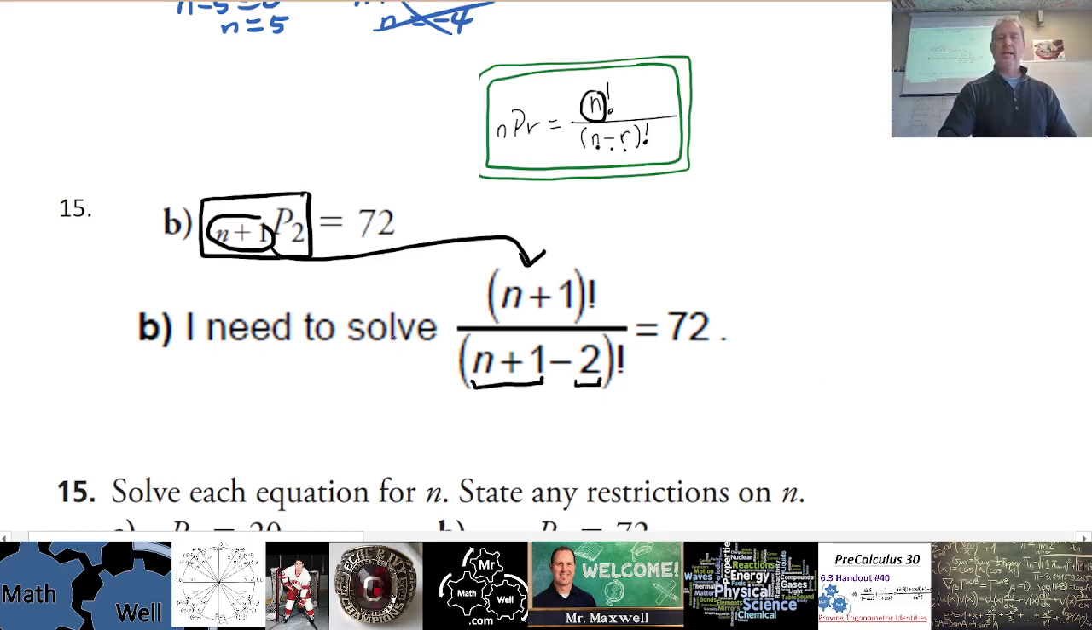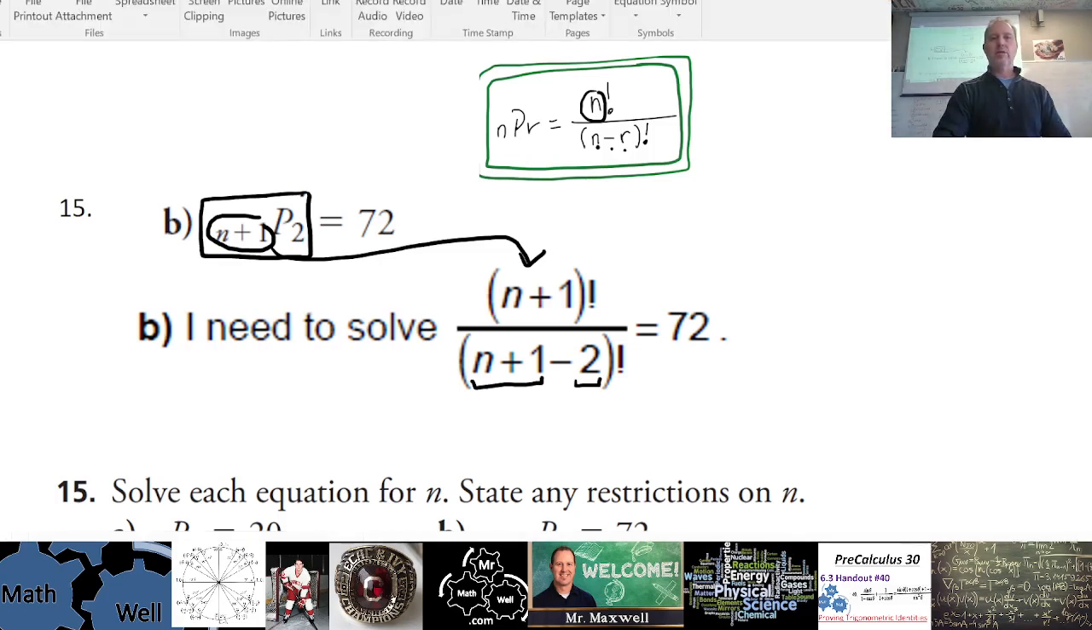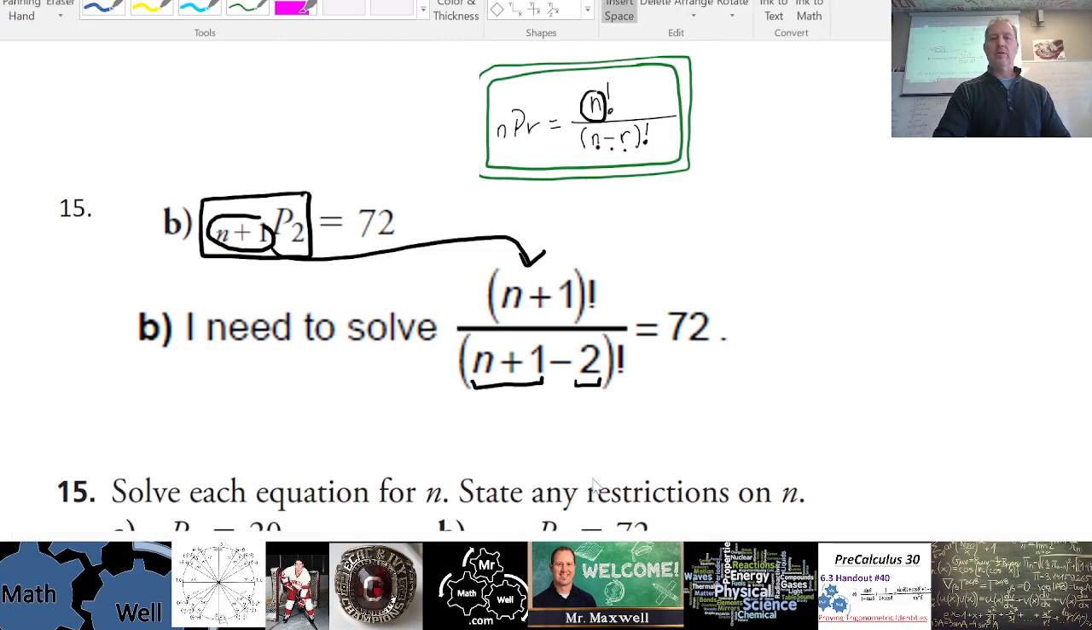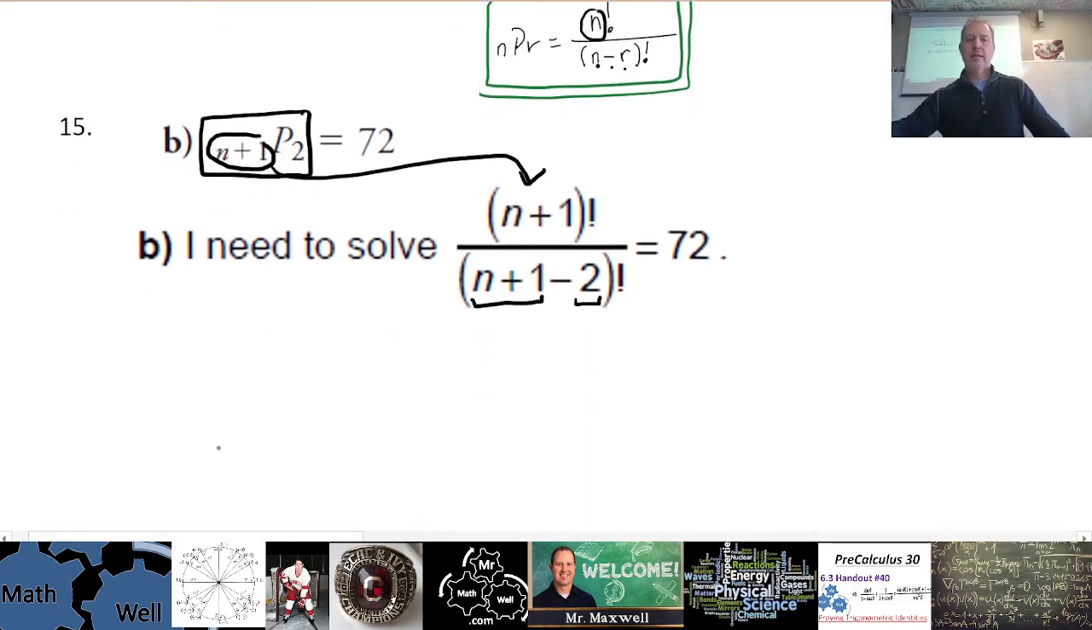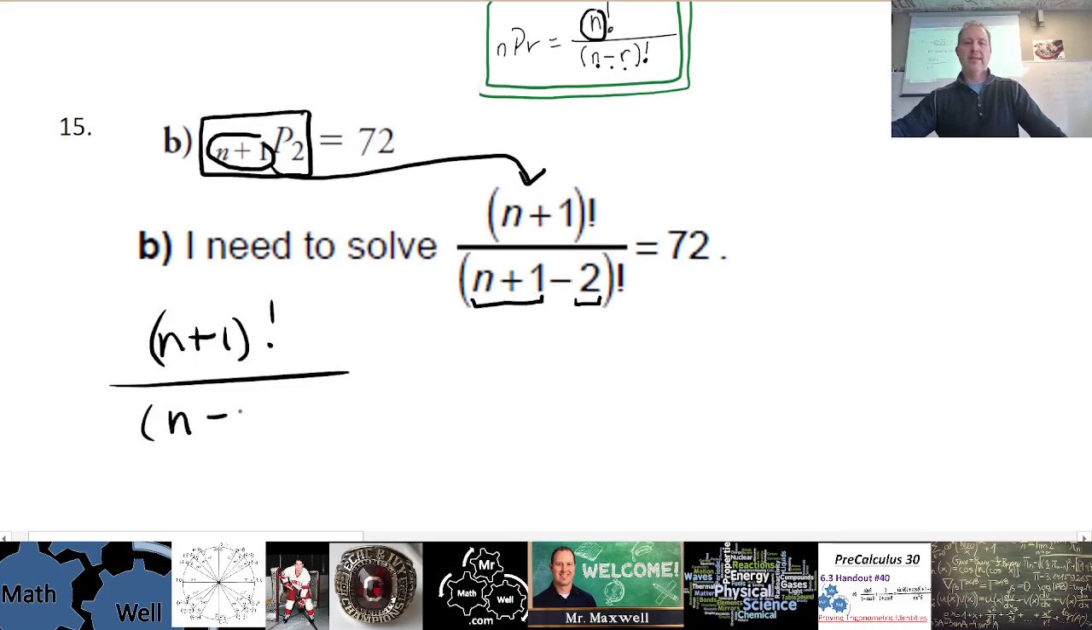And so when we go ahead and simplify that, I'm going to let you do most of this, but I'll just get you going one more step from here. When you simplify that, the first step would be to do this. And then what's plus 1 minus 2? That's going to be n minus 1.